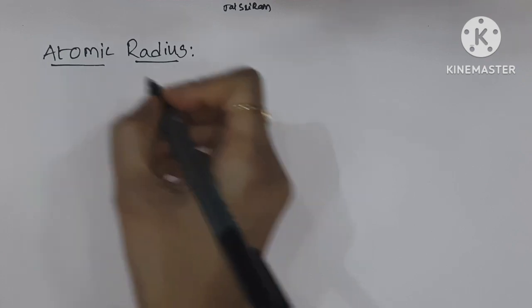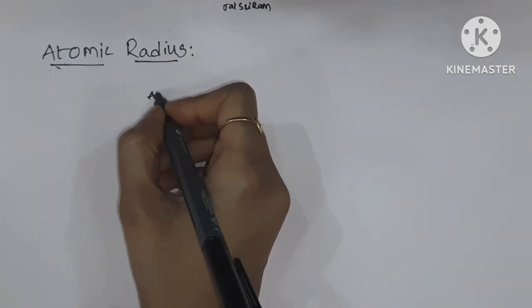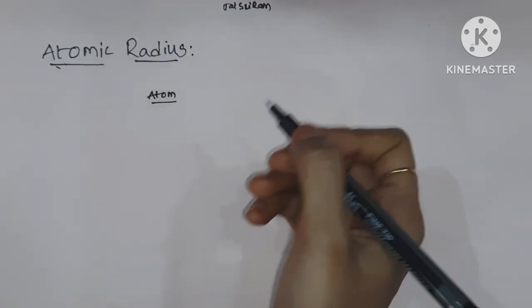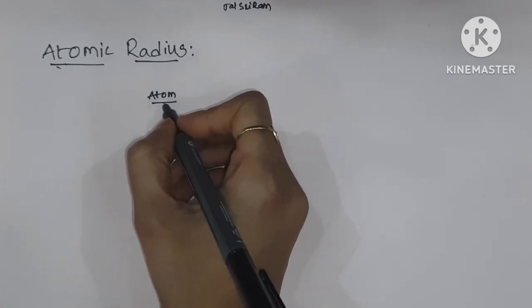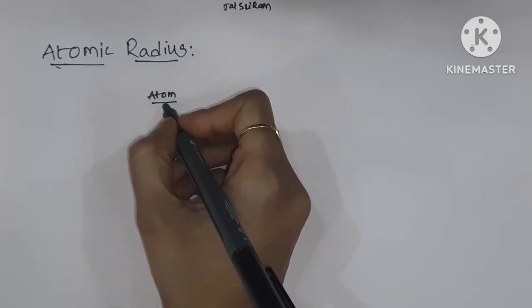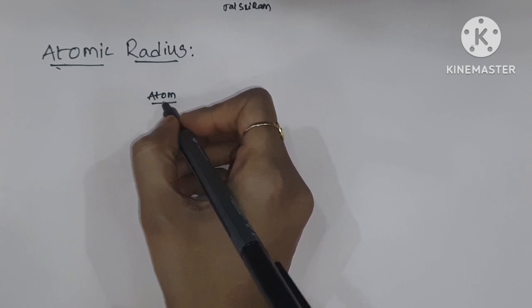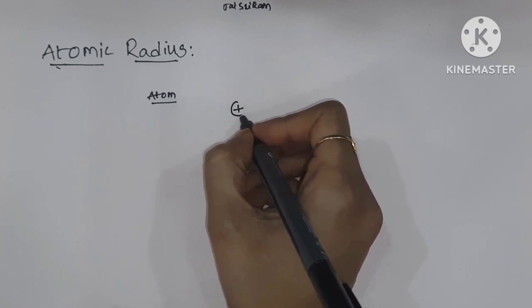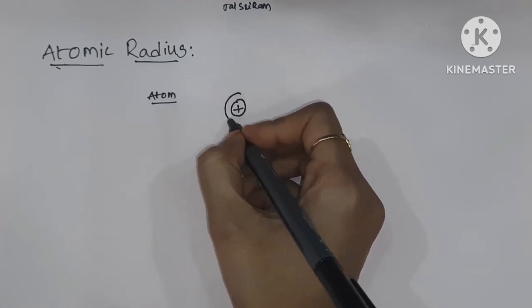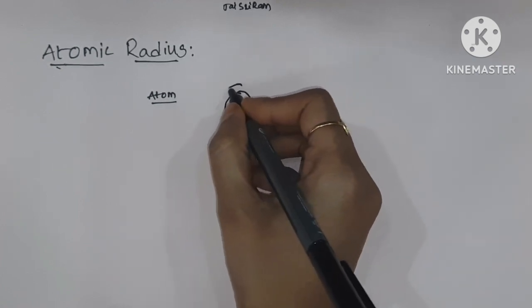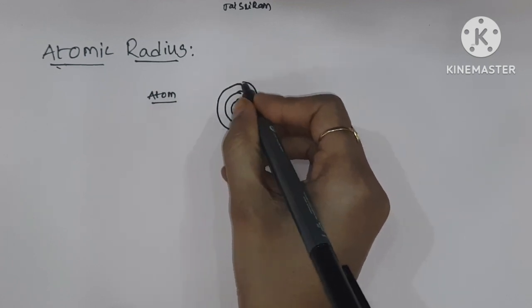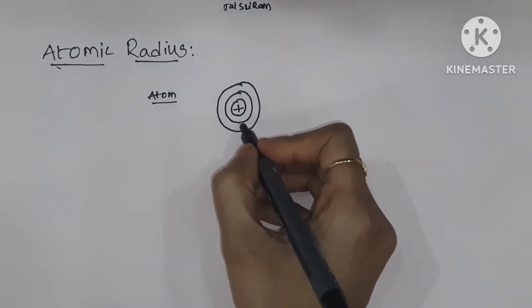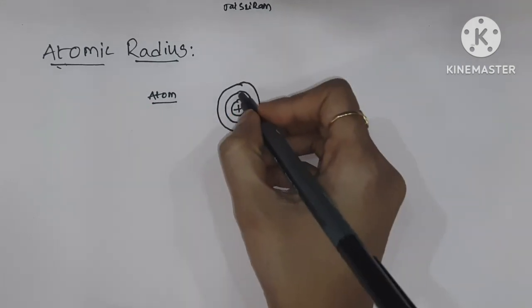Atom means it is the tiniest unit of matter. That means it is not visible. It is very small. The structure of the atom is like this. The nucleus is placed at the center and electrons are revolving around the nucleus in a circular path. So these are the electrons.